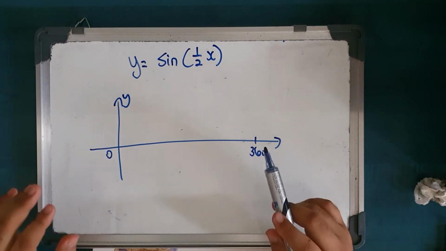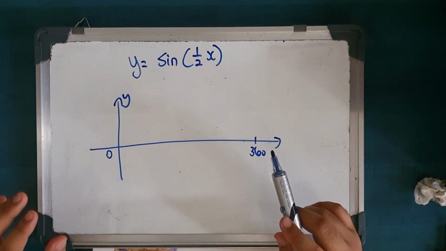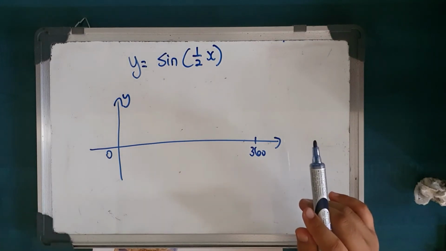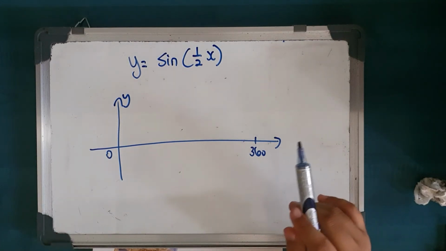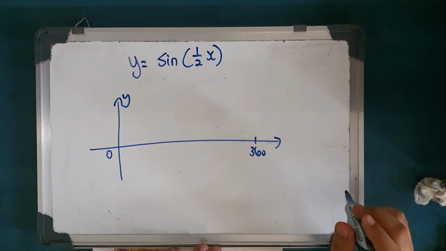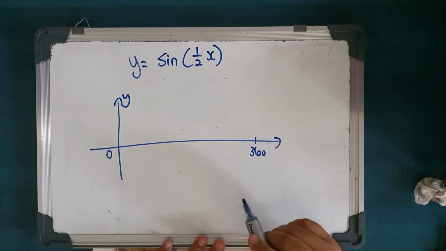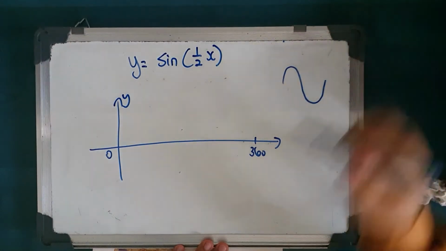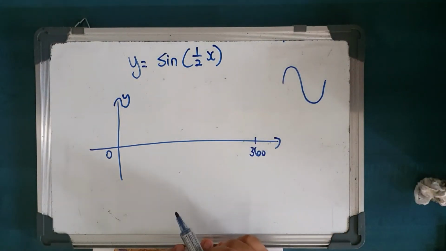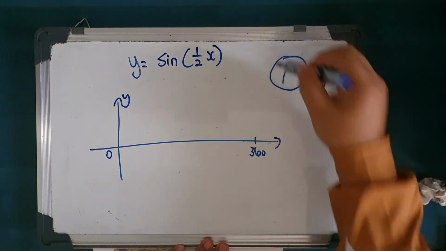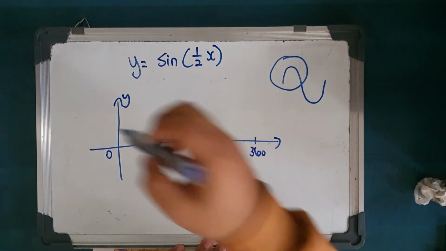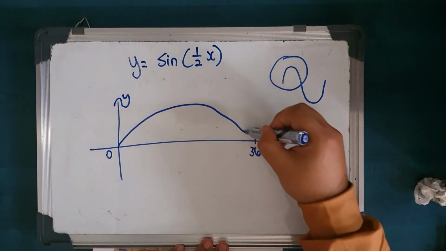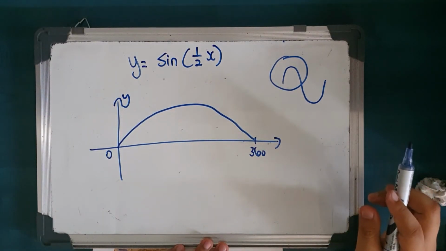So if sin half x, if you follow the reasoning, there should be half a complete sine curve between 0 and 360. How does a half complete sine curve look? We all know a complete sine curve looks like that. So if I want half of it, I just take this one. So for half x, it will look something like this. It's just half a sine curve.